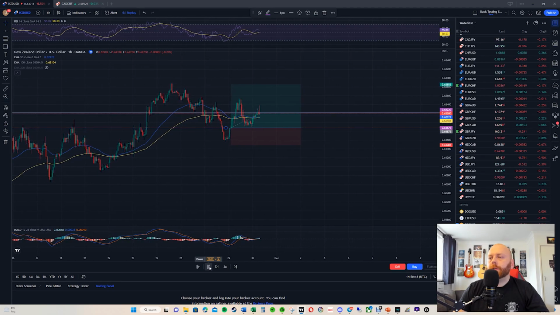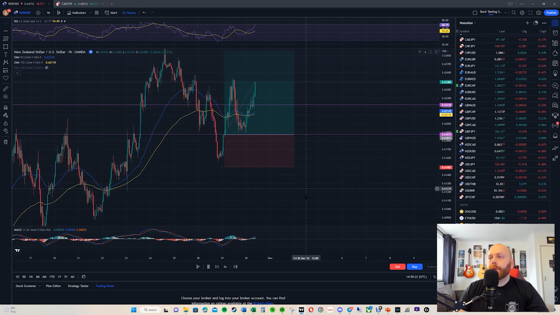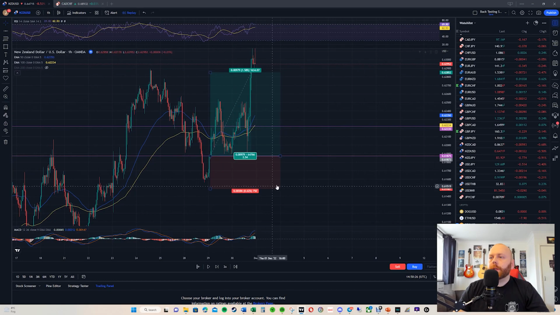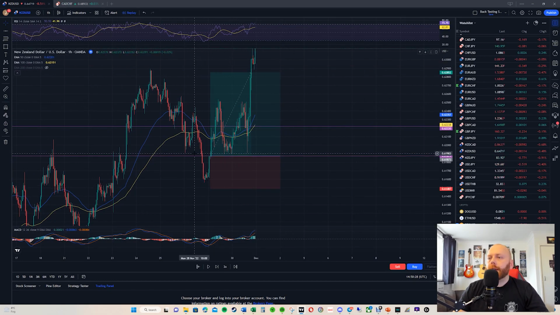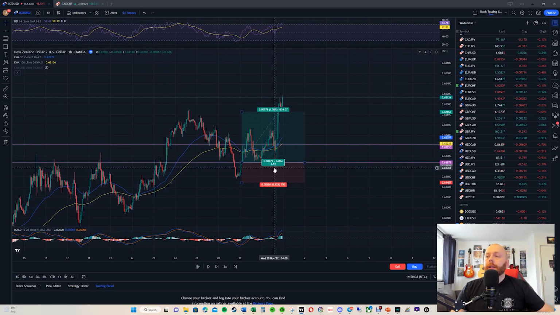Wow, that came really close then. It nearly hit our break even stop loss. It would have been fine if it did. Wow, that was really close. I mean, you can't get much closer than that. Look, it's come within probably 10 pips or something, less than that, to actually hitting our stop loss before skyrocketing upwards. If it had hit our stop loss, that's fine.